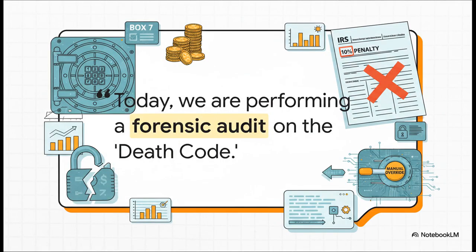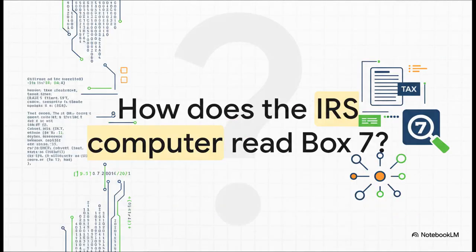So, welcome. Today we're going to do a forensic audit on what I call the death code. Our mission is simple. We're going to decode Box 7, pinpoint a very common and costly mistake that financial institutions make, and then I'm going to show you the manual override you can use to fix it yourself before you even file your taxes. Okay, let's get right into it.